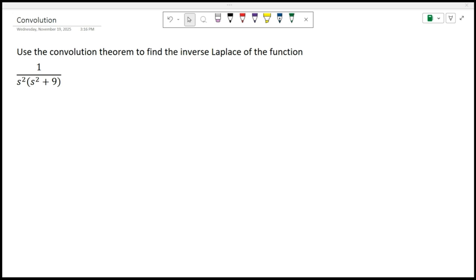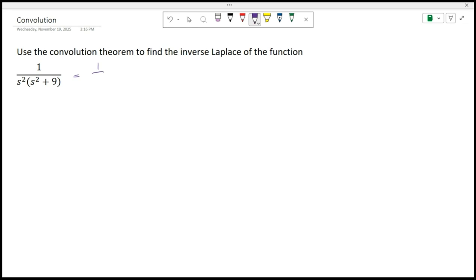Hey there. In this video, we're going to do an example where we use the convolution theorem to find the inverse Laplace of a function. Here I have the function 1 over s squared times the quantity s squared plus 9. Now, we don't normally write a rational function like this as a product, but using the convolution theorem, it's going to help us out to do that.